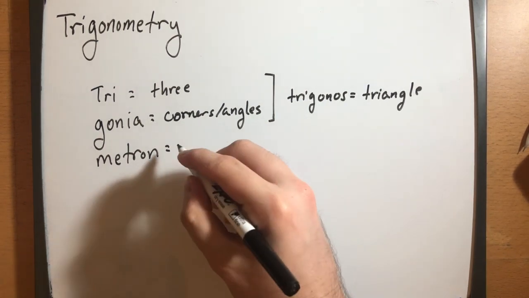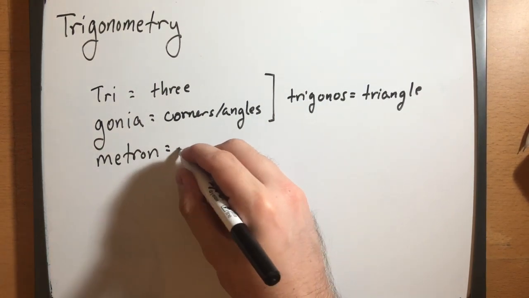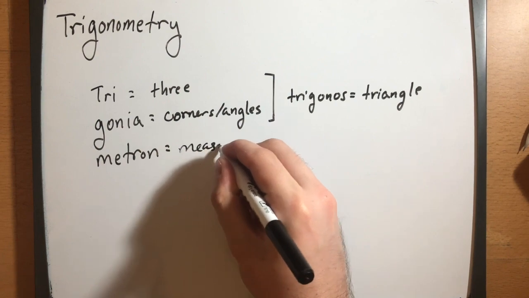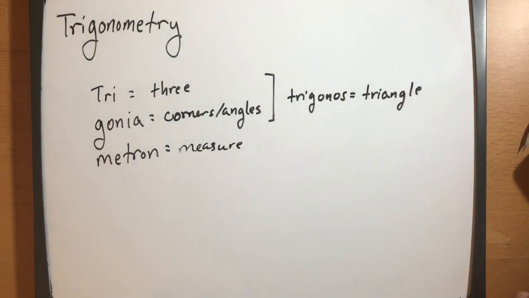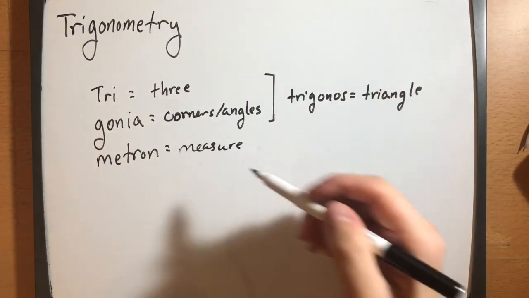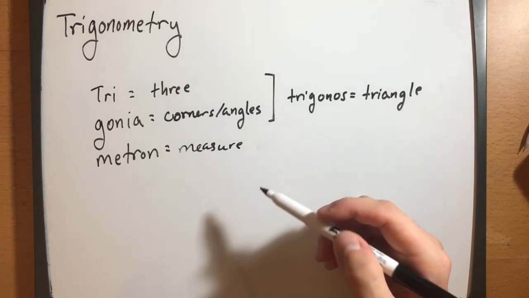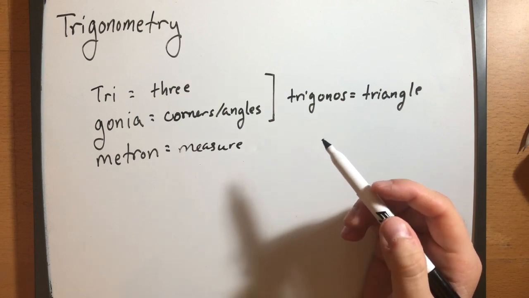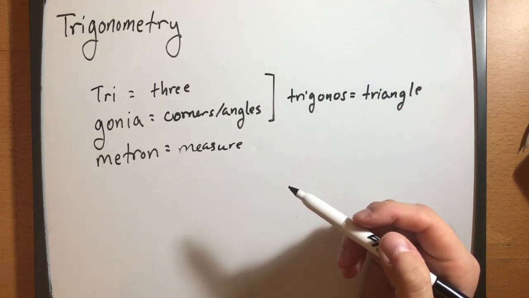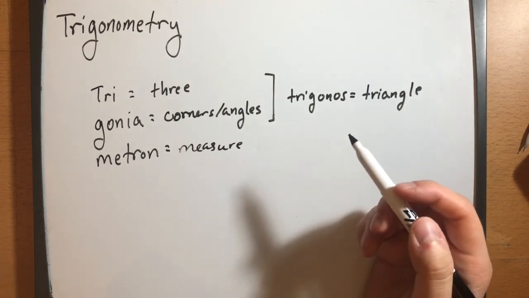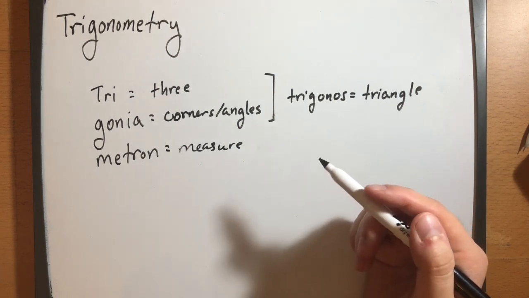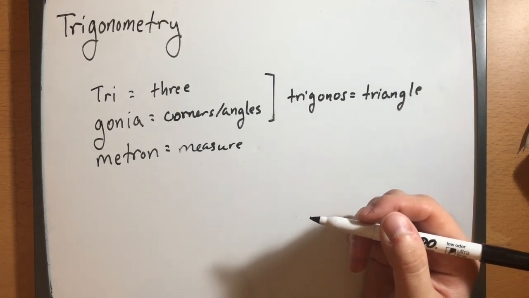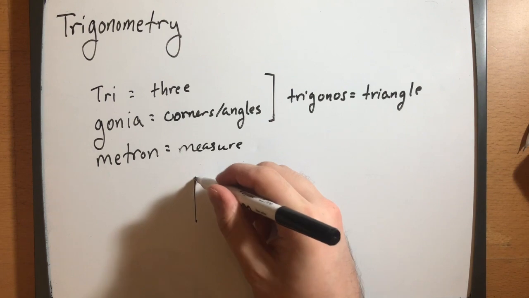And then the Greek word metron means measure. So you put all these words together and you get the measure of triangles. And that is exactly what trigonometry is. It is the study of triangles and their angles. Specifically, trigonometry mainly focuses on right triangles.